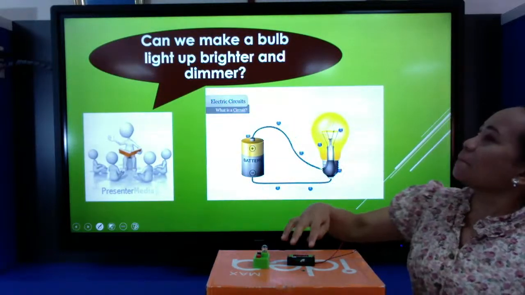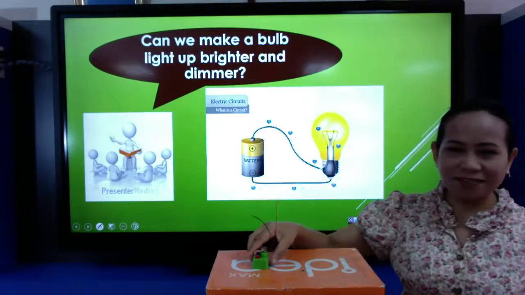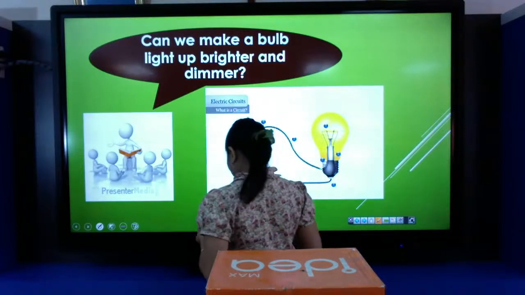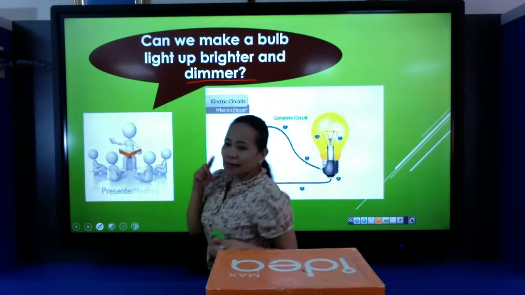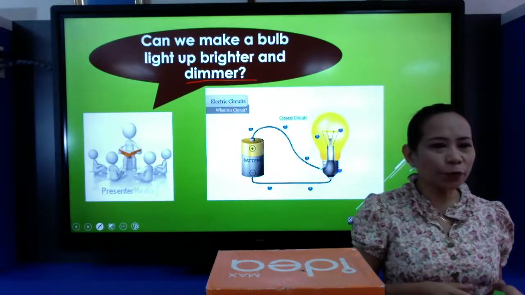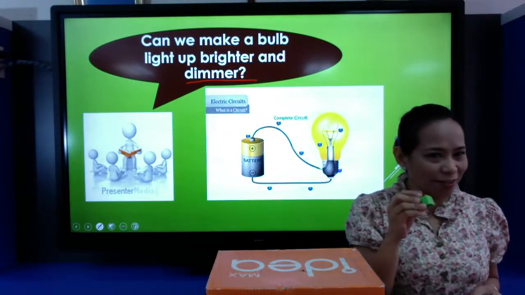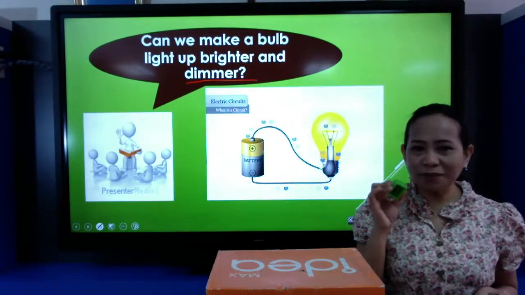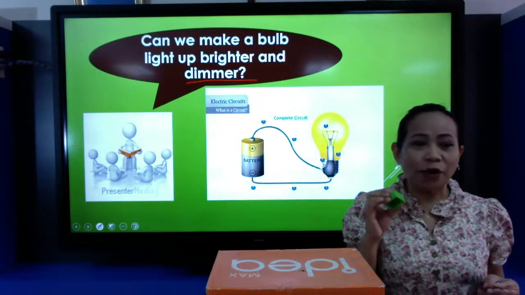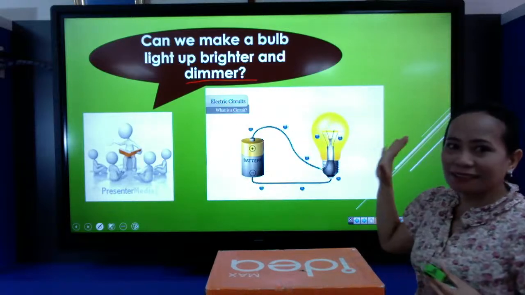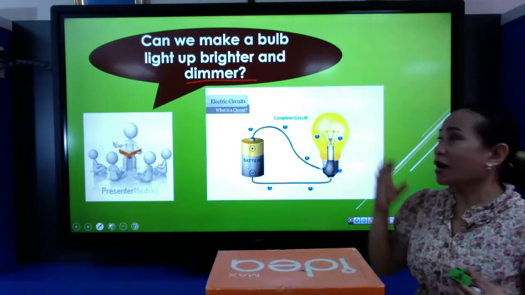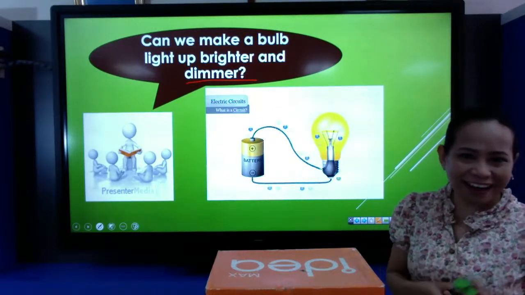Okay, the second is we have the second activity here. Can we make the bulb light up brighter and dimmer? When you hear the word dimmer, class, dimmer means not so bright. How can we make the bulb become brighter, very bright? And how does the bulb become dimmer or produce dim light? In this activity, we will try to explain why the bulb becomes dim and why the bulb produces a bright light, right?